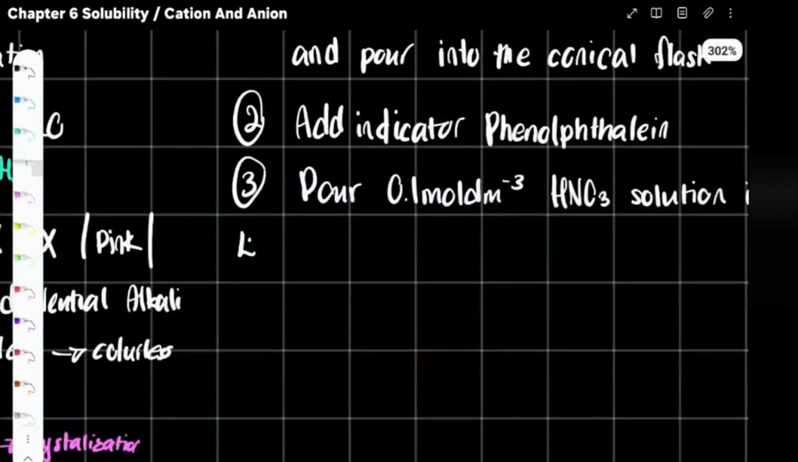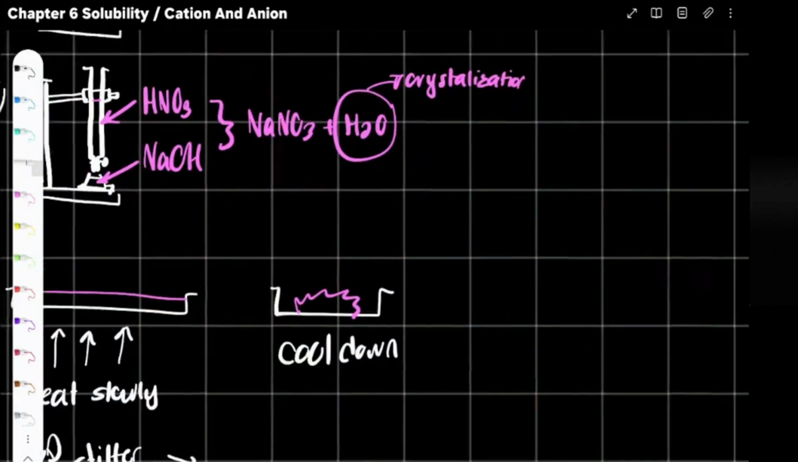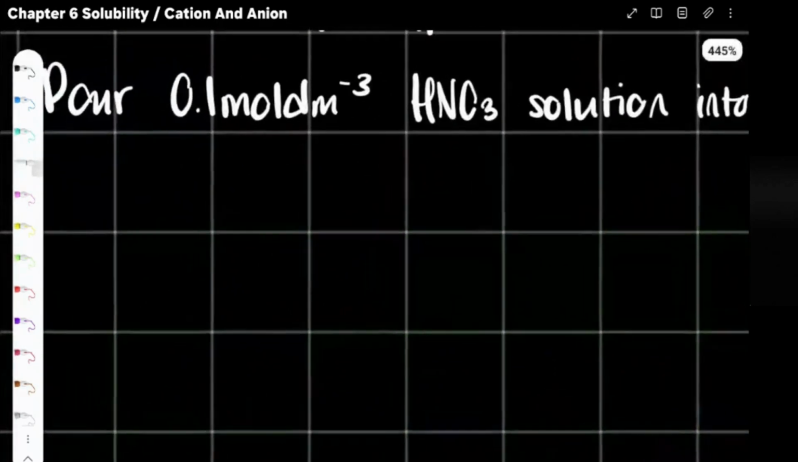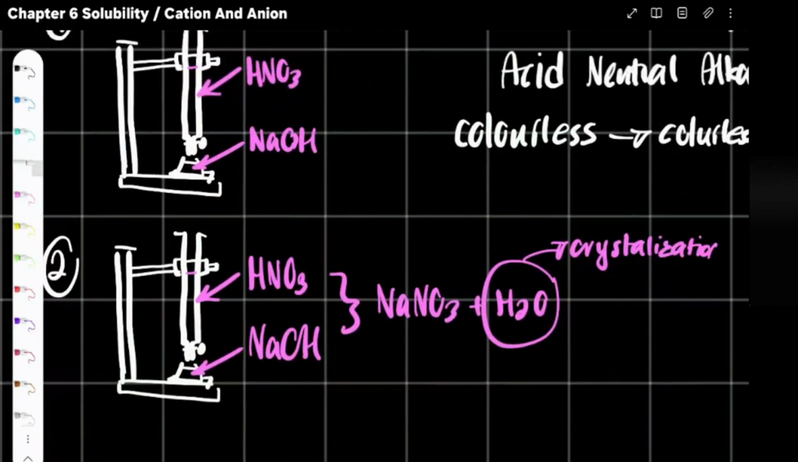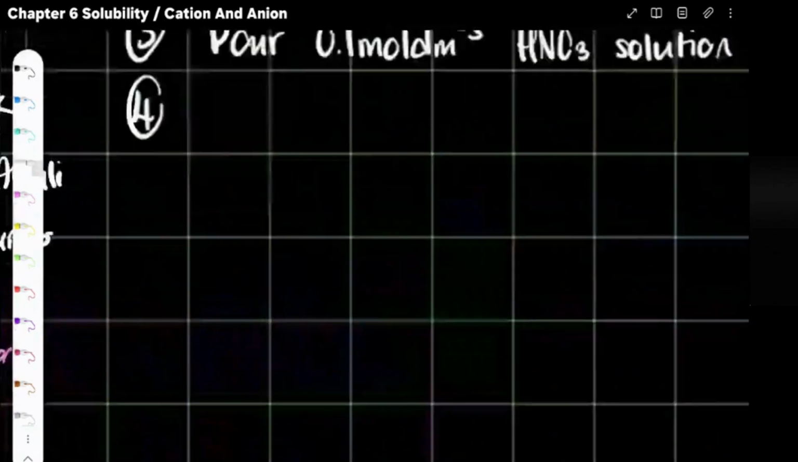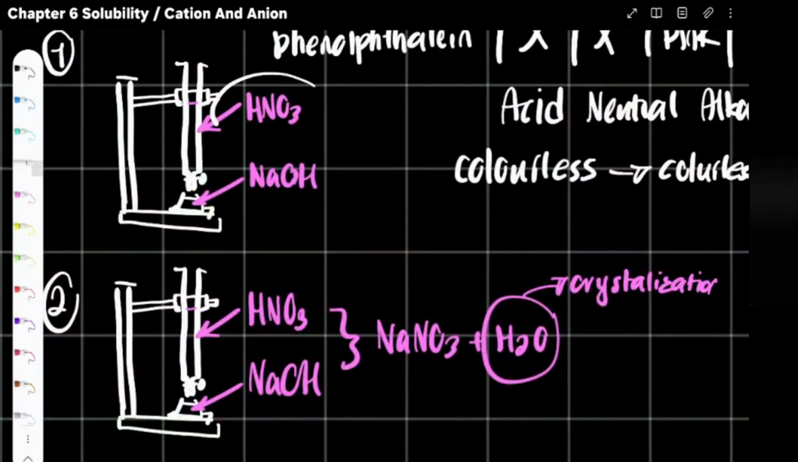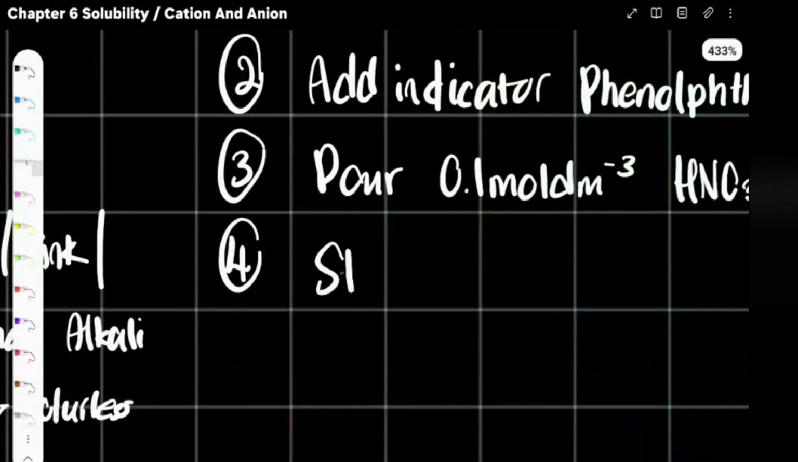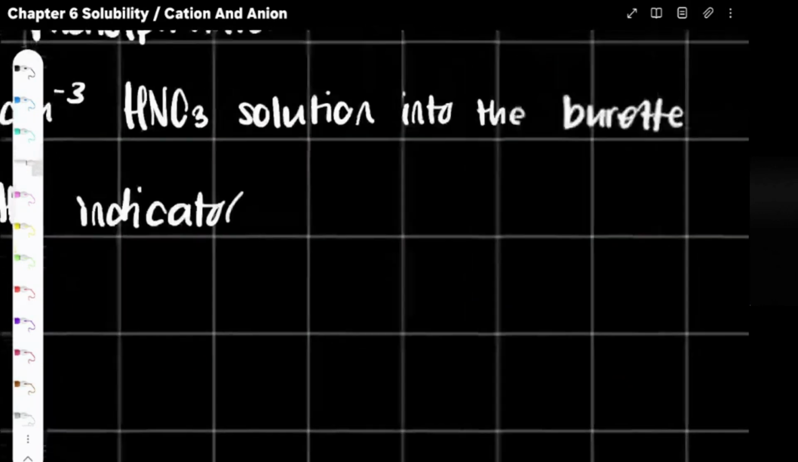So now the fourth one, the thing that we have to describe now is this thing here, right? We have to do it again. Now this one you have to understand why it happened, right? So why do we do it again? Because we don't want the indicator, right? So we will do this until we find the amount of volume that we need for the acid to neutralize this one. So we'll actually stop until the indicator changes to colorless.